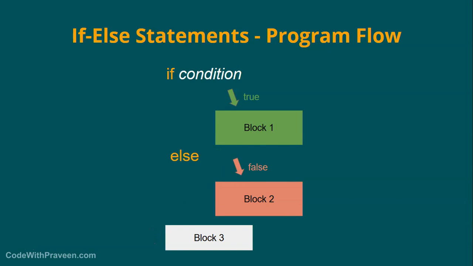As you might have noticed, if either of these blocks gets executed, the other block doesn't get executed. That is, if this block gets executed, then the control comes directly to here. In similar fashion, if block 2 gets executed, then it directly comes to here. There is no way that block 1 and block 2 get executed at the same time. That is a very fundamental concept of these if-else conditions.